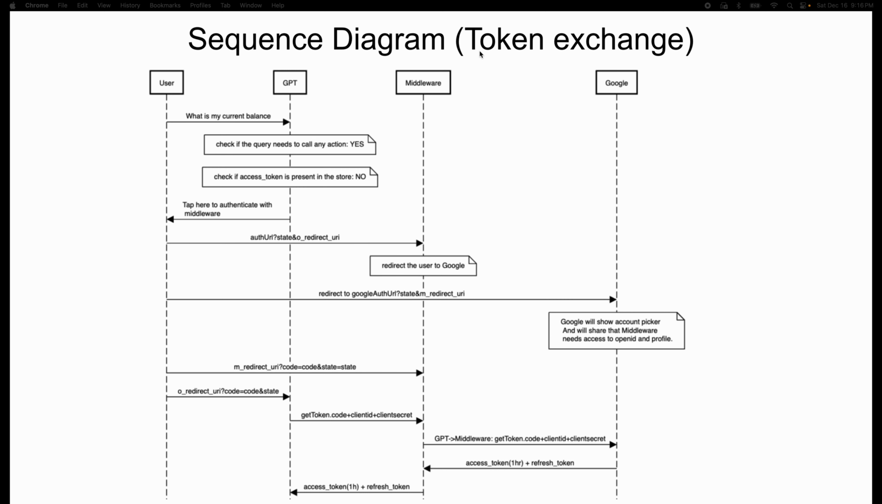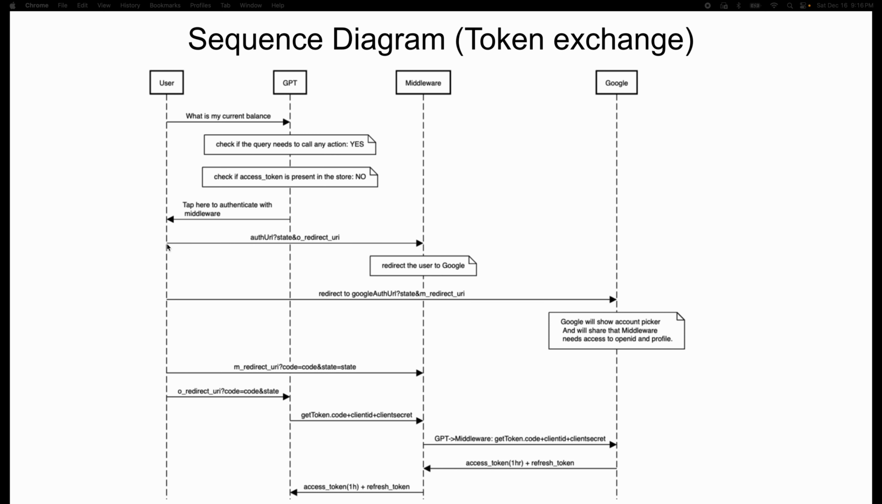This is the first sequence diagram, of the token exchange flow. This is an in-depth overview of it. So it starts with the user again asking what is my current balance. The GPT will convert it to say that I need to call an action and I don't have any access token in my store. So the GPT tells the user that they don't have an access token, so they need to authenticate with the middleware. The user says okay, fine.